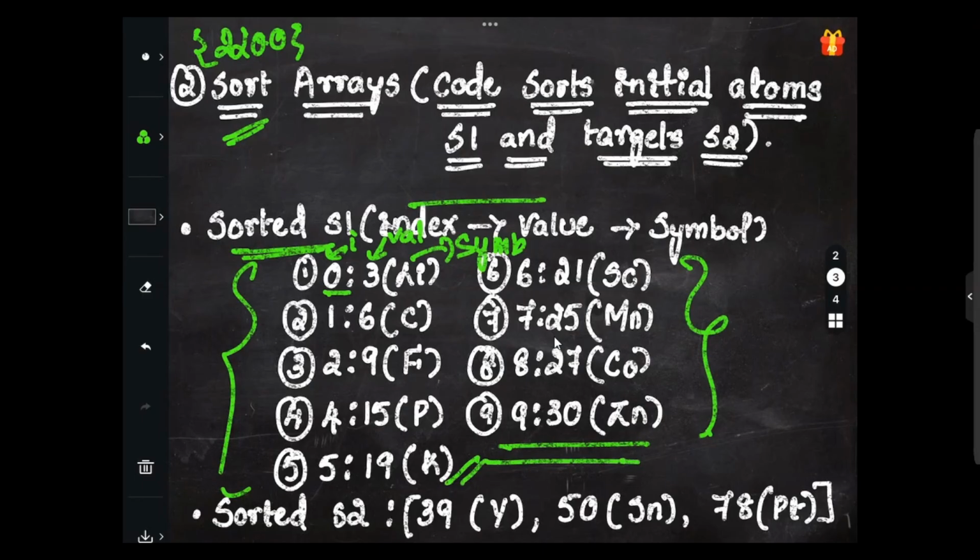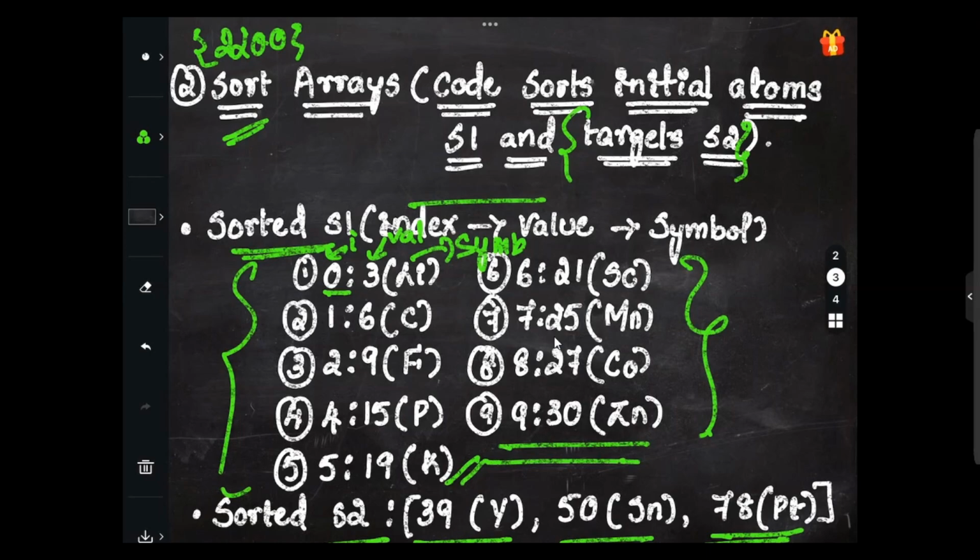So we have to sort S2 as well. See here, the code sorts the initial atoms S1 and the targets S2, right? So sorted S2 is nothing but 39 Y, 50 Sn and 78 Pt, basically Y, Sn and Pt, right? So this is fine. I hope this part is completely clear.